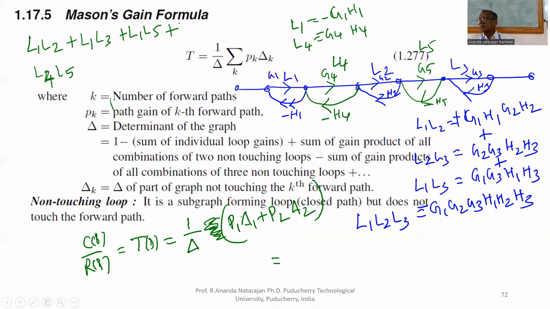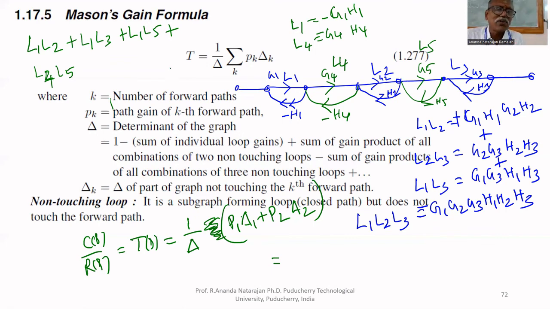How many three non-touching loops are there? L1, L2, L3. Any other thing? L4, L5, one more you cannot find. If you take L4, L5, you cannot find one more. Then only three non-touching loops. Only L1, L2, L3.